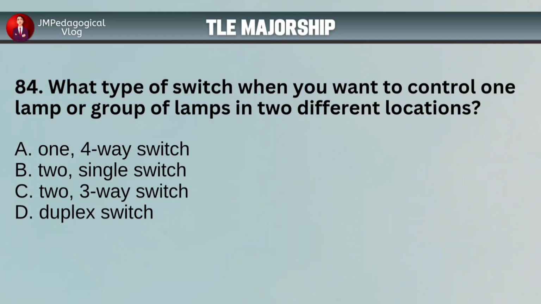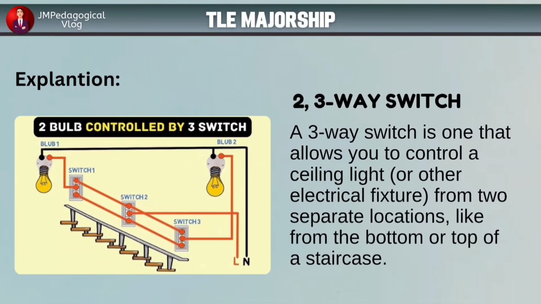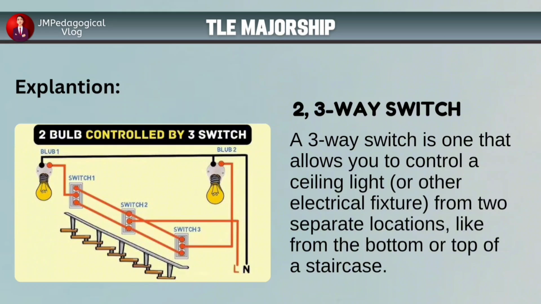84. What type of switch when you want to control one lamp or group of lamps in two different locations? A. Four-way switch. B. Single switch. C. Three-way switch. D. Duplex switch. C. Three-way switch. Explanation. A three-way switch is one that allows you to control a ceiling light or other electrical fixture from two separate locations, like from the bottom or top of a staircase.